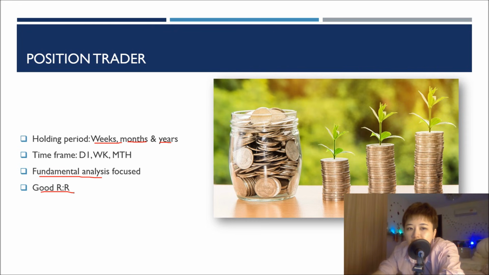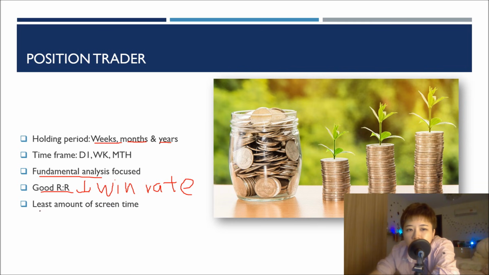And the good thing about being a position trader is that you get good risk to reward ratio, but the downside is that your win rate would be lower. So if you want to have a good risk to reward ratio, you need to compromise on one thing, which is your win rate. And it requires the least amount of screen time after you have opened the trade.